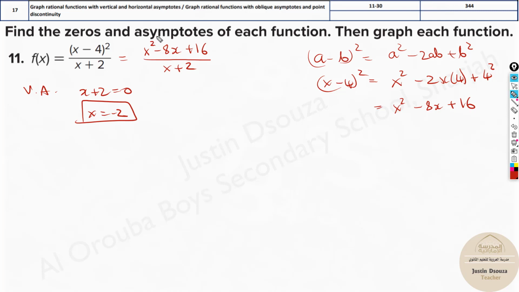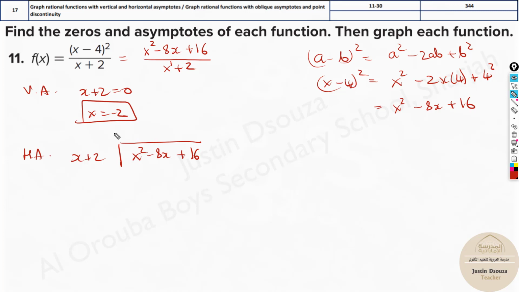Now what next? You can see the degree over here is 2, and over here it's 1, so the numerator is greater than the denominator by 1. Then we can directly jump to the oblique asymptote. Here what you basically have to do is the long division method. You can use synthetic division, but it's better to do long division because sometimes the numerator might be complicated. Now I have to do x squared minus 8x plus 16 divided by x plus 2. We need to divide this.